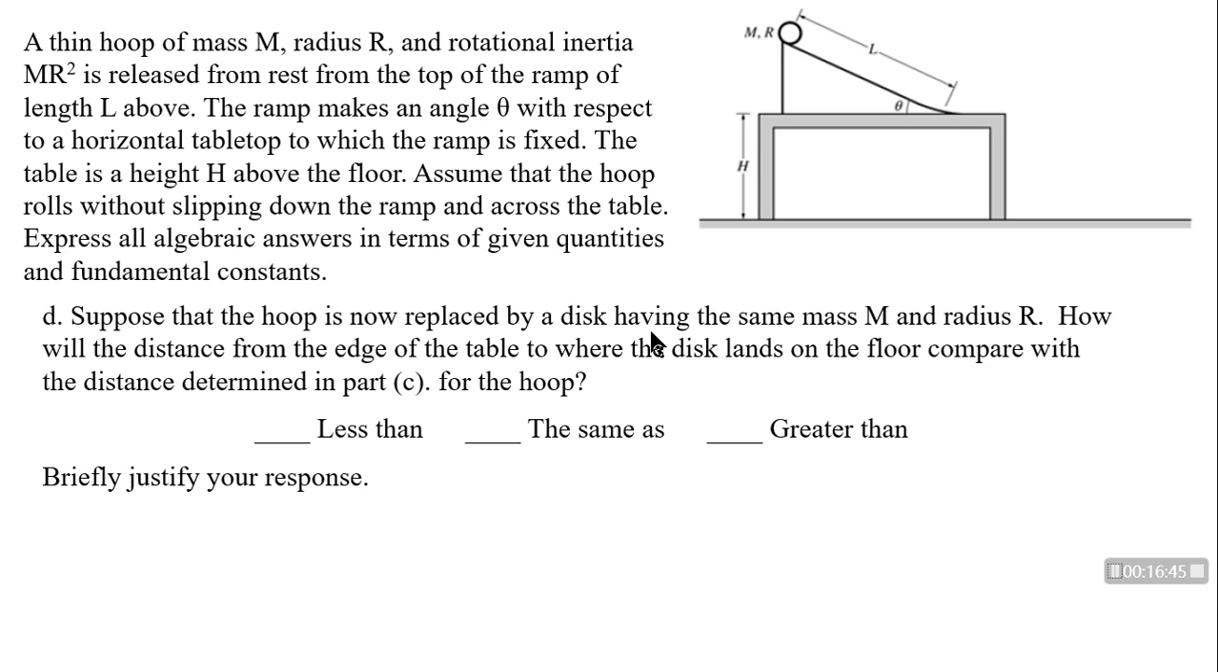Suppose the hoop is now replaced by a disc having the same mass m and radius r. How will the distance then change? Okay, so let's talk about this. How is a hoop different than a disc? Well, if you remember, the hoop has all of its mass out on the radius, and the disc has its mass closer to the center. So is it going to have a higher I or a lower I? It's going to have a lower I here. So the disc has a lower I than the hoop.